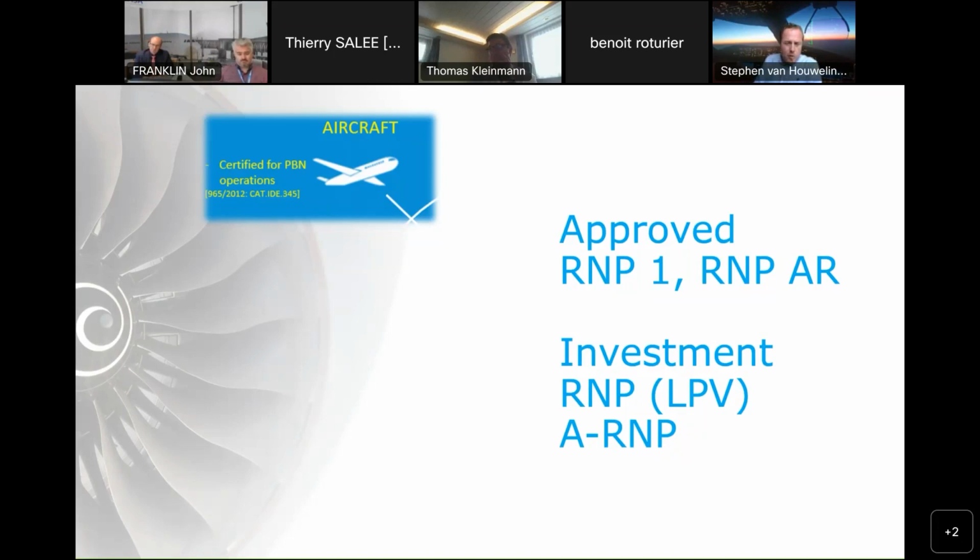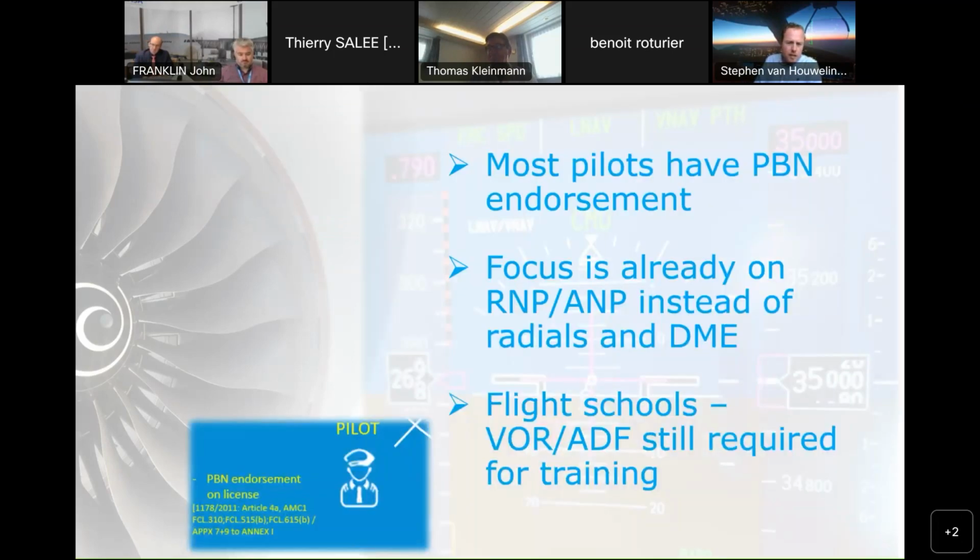And then last, the pilot. The pilot, as far as I have seen and know, most pilots have a PBN endorsement on their license. It's required now for the instrument rating. And our focus is already on looking at the required navigation performance and the actual navigation performance of the aircraft. I will go into that in the next slides. Instead of following radials and DME distances.